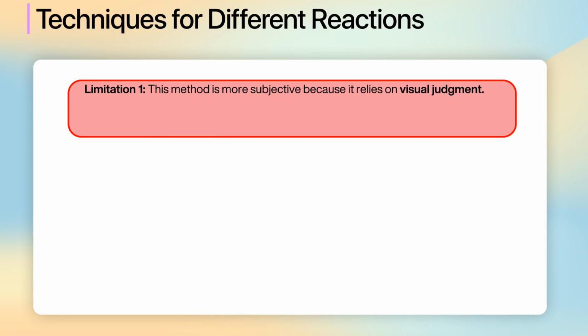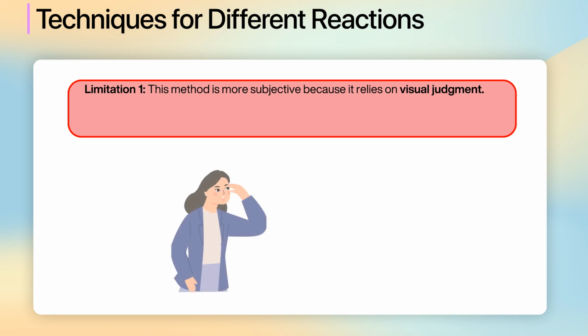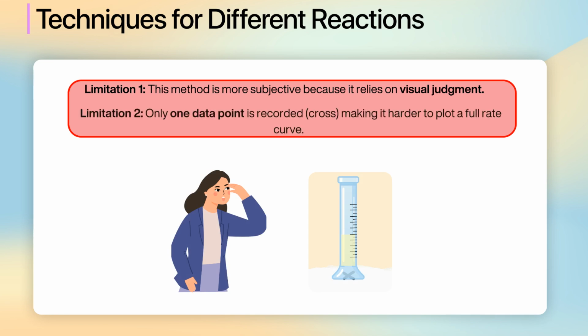This method has limitations. Firstly, it is more subjective because it relies on visual judgment. Different people may perceive the disappearance of the cross at slightly different times. Furthermore, only one data point is recorded, the time for the cross to disappear, making it harder to plot a full rate curve.